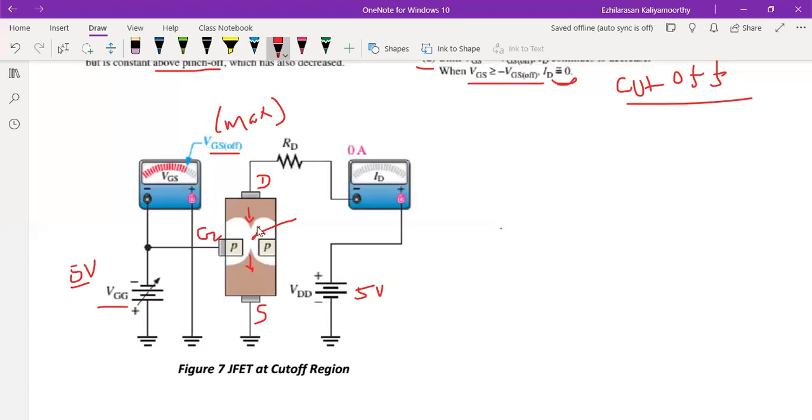So because of this, what will happen? The current will not flow from drain to source. See here, from drain to source, there is no current path. So that is why I can say ID is equal to 0. So that is why we said ID is equal to 0 ampere. So this is nothing but it will be at the cutoff region.